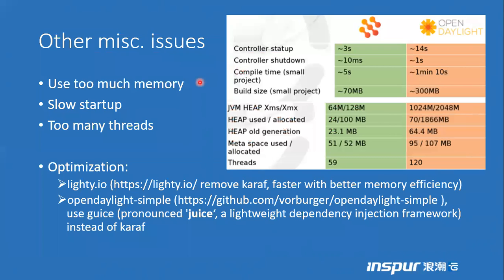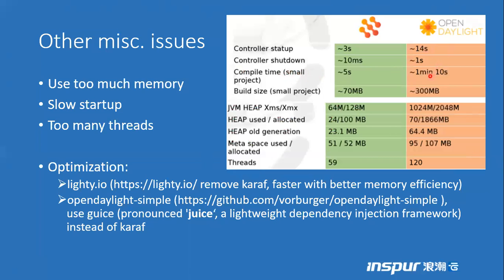So actually, the Python community developed Lighty.io to fix these issues. They identified these issues as slow startup, too many threads, and too much memory. They removed Karaf totally, so the controller can be started faster with less memory. Here you can see their data. For startup, if we use Lighty.io, only 3 seconds, but for OpenDaylight, it's about 14 seconds.